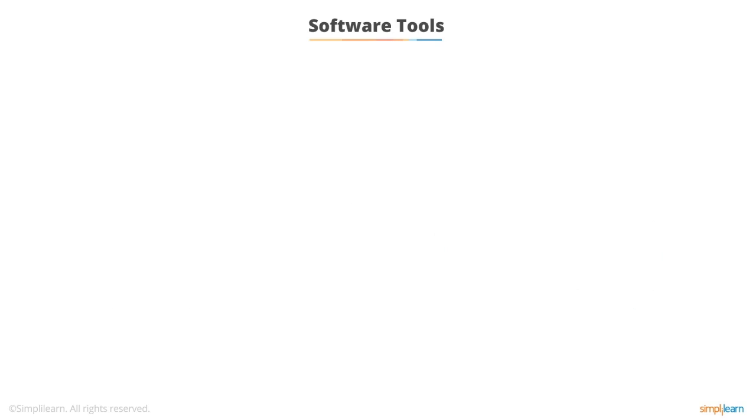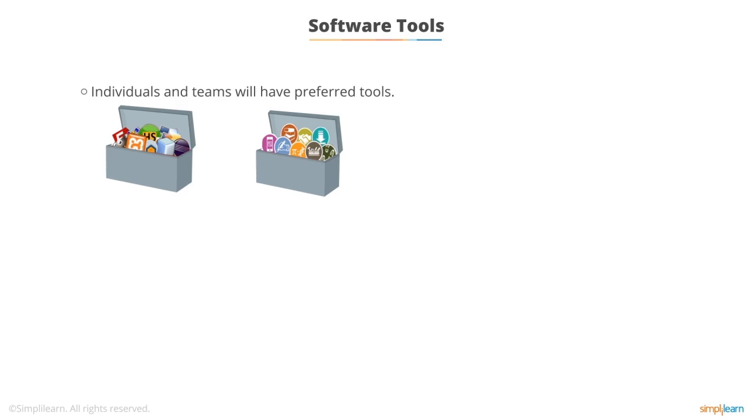Now, software tools are very important for the whole process of DevOps. Individuals and teams will have their preferred tools. In a large organization which has been formed by mergers and acquisitions, the teams will have come from different parts, and they will have their own different set of preferred tools. We really can't do this. We need to have a standard set of tools across the organisation.